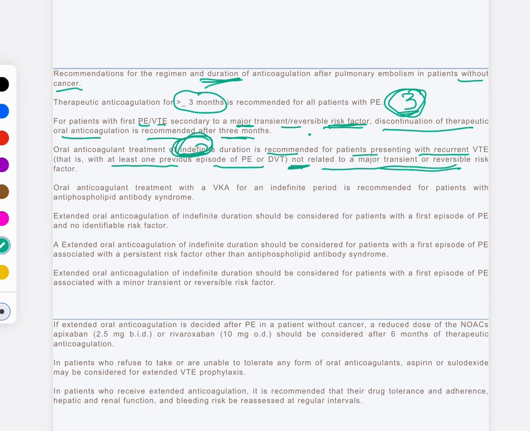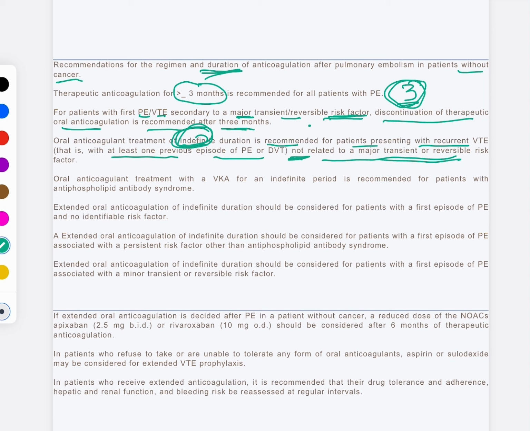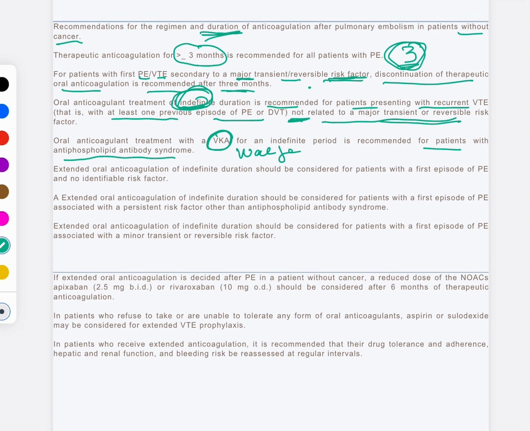Oral anticoagulation treatment with the vitamin K antagonist warfarin for an indefinite period is recommended for patients with APLA, antiphospholipid antibody syndrome. Extended oral anticoagulation of indefinite duration should be considered for patients with a first episode of PE with no identifiable risk factor. So as you can see, indefinite period we are using if you don't know the risk factors, if it's recurrent VTE, if it's APLA, if you don't know the risk factor.